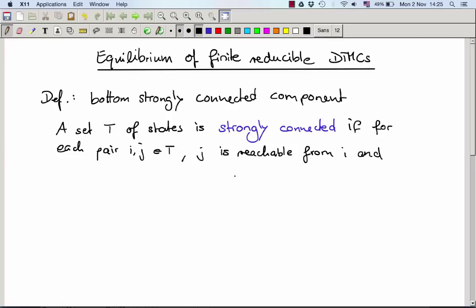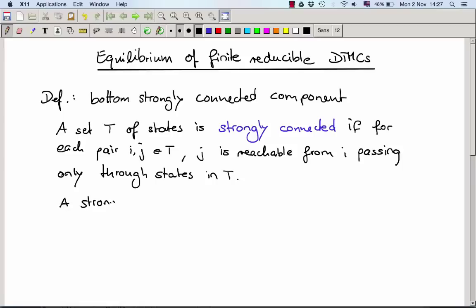So j is reachable from i, sorry, I should say, passing only through states in T. And of course vice versa, because it holds for all pairs i, j in T, so it also holds for j, i. So you can go from j to i and from i to j, but always only through states in T.